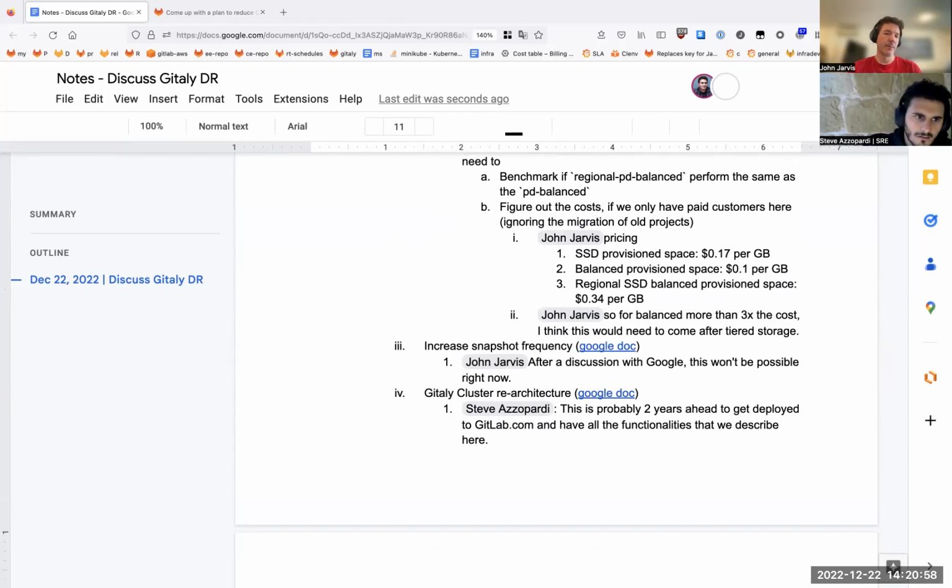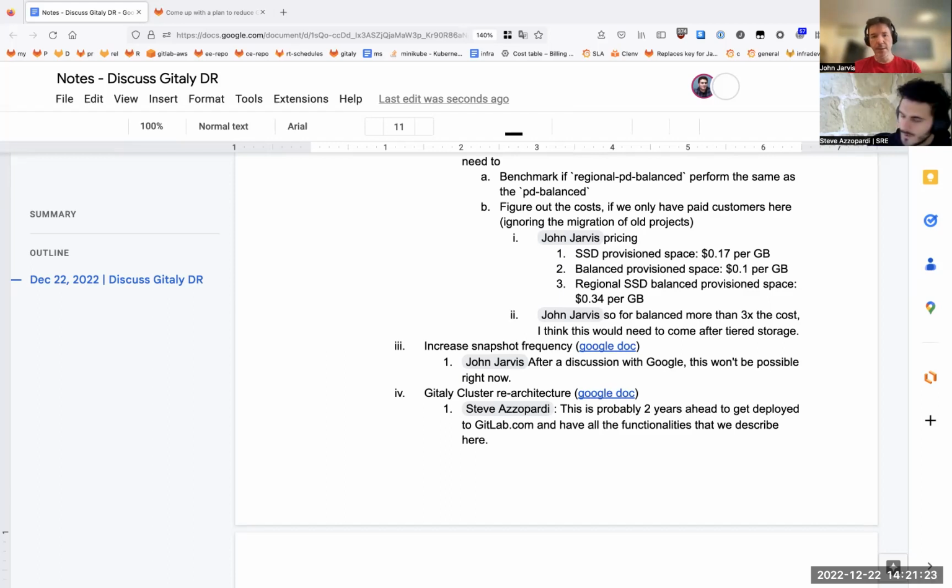And my problem with regional balanced disk storage, I feel like if we want to go with that, we're going to end up deploying it fleet wide, not as a third storage, because third storage makes it a lot more complicated, right? Yeah, of course.